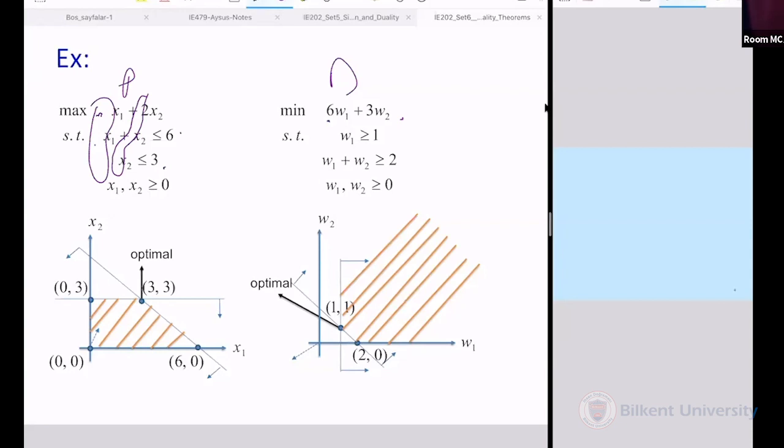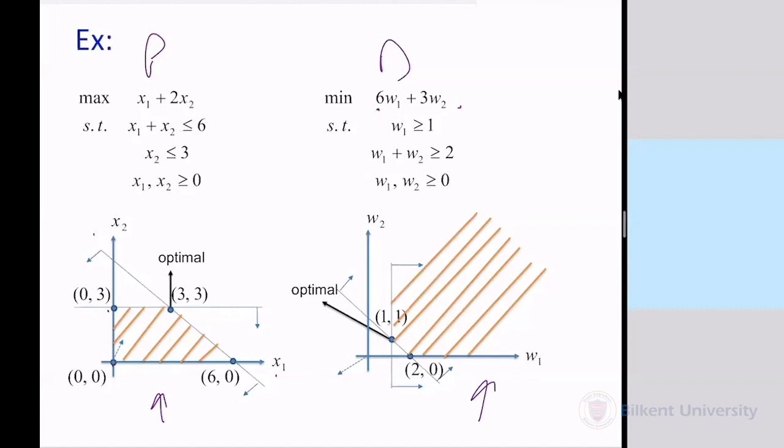Easy. Okay, let's plot each problem. They're in dimension 2. This one is in two dimensions, x1 and x2. If you draw the graph, this is the solution for the primal, and this is the graph for the dual. Apparently, the primal has four corner points, and (3, 3) is the optimal solution. The dual has a structure like this.